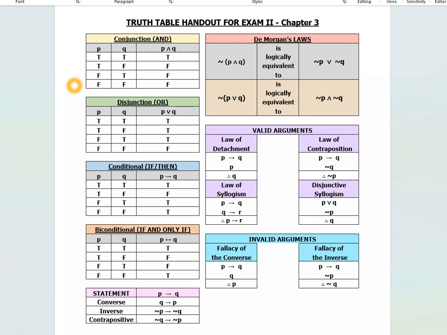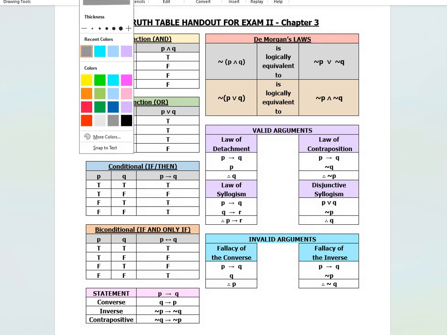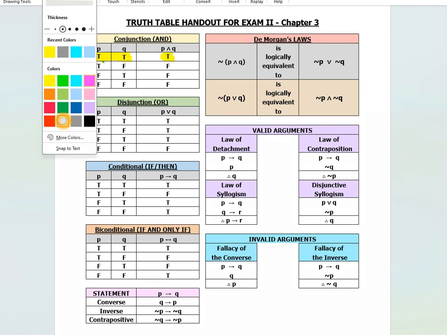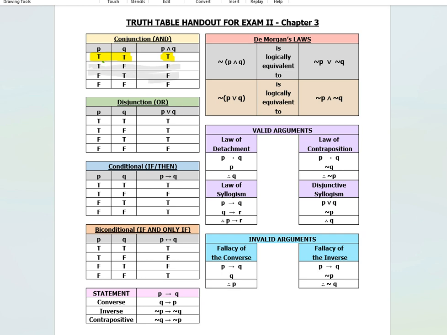So the only time you get a true, let's see if I can draw on this, the only time that you get a true is when you have two T's right here. Let me use a highlighter instead. Oh dear, let's see, this one's kind of a yellowy color. So when you have two trues, you'll get a true for an and. And then you can see that the rest of them are all falses. As long as you have one false, it'll be false.